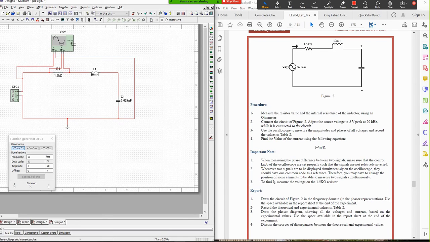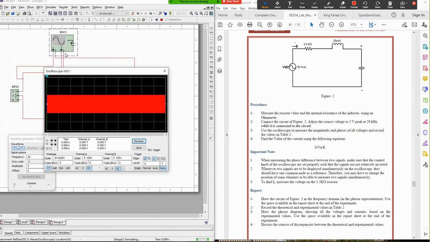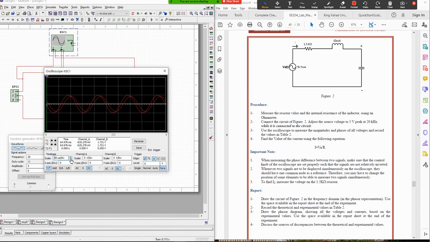So we simulate our circuit using the run button, and then we double click on the oscilloscope to view the response of the circuit. As you can see, the signal is jammed. Then we can stop it, and we can change the time scale here so that we can easily view our signal. Here is the time scale. We change it. As you can see, the color of both waveforms is red.